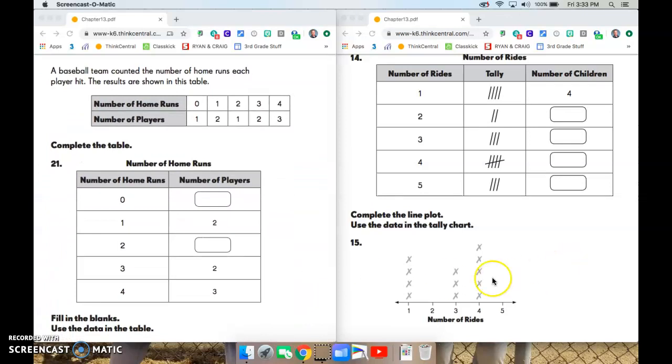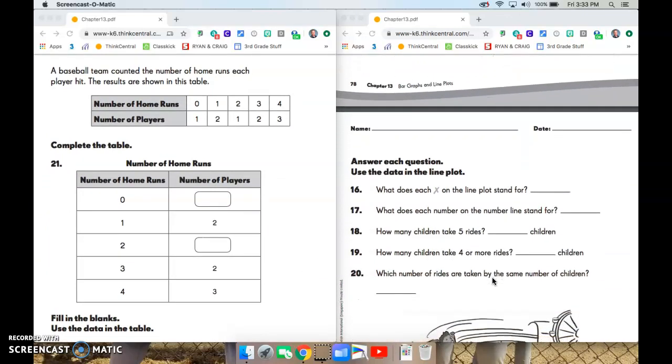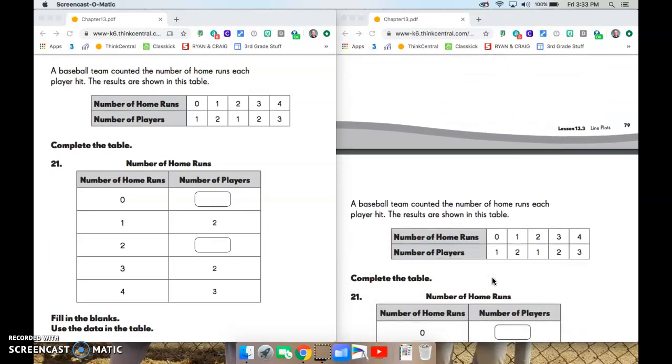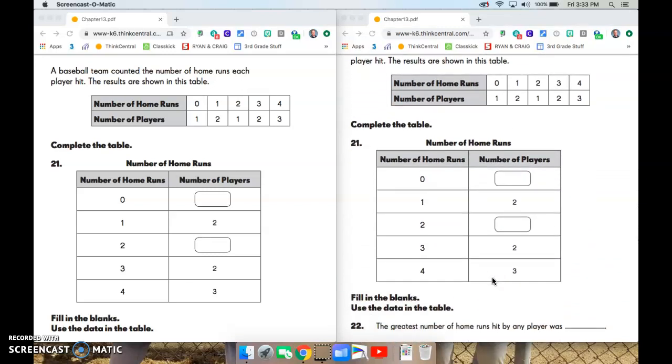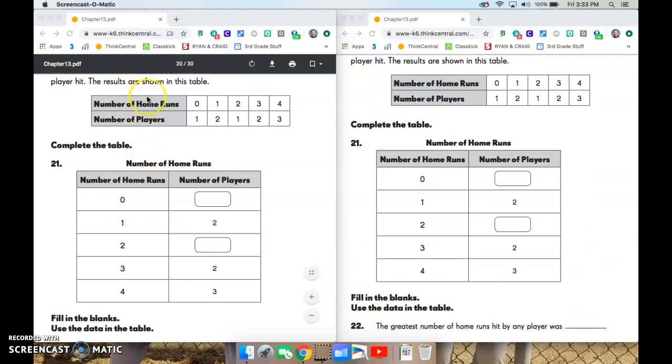Next one, a baseball team counted the number of home runs each player hit. The results are shown in this table. Number of home runs, 0, 1, 2, 3, or 4, and number of players. So again here, we're going to complete the table. How many players hit 0 home runs? There's 1. That's filled out. How many players hit 2 home runs? Number of home runs, 2. And there's 1 player that hit 2 home runs.